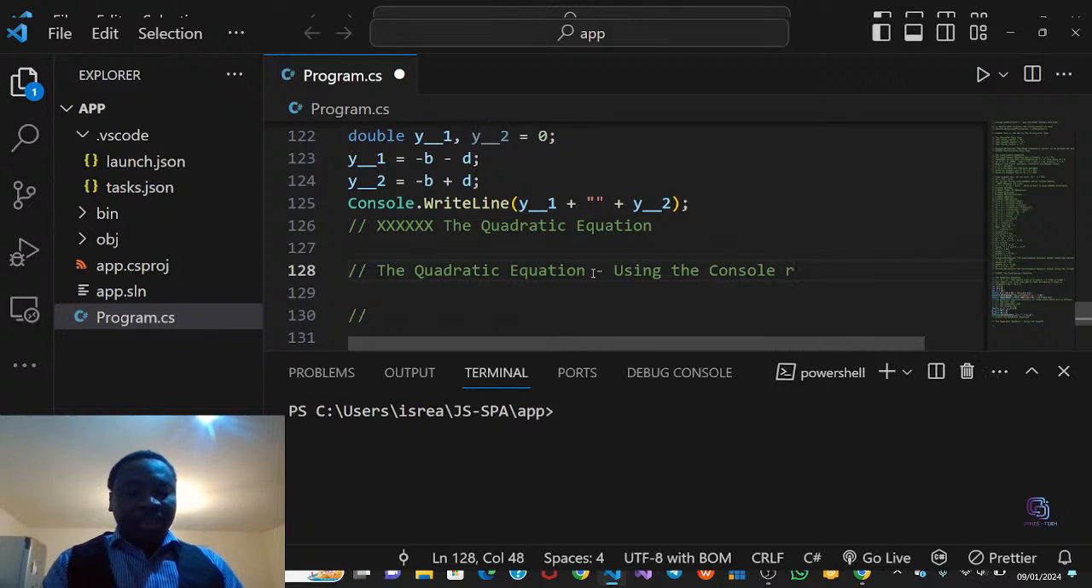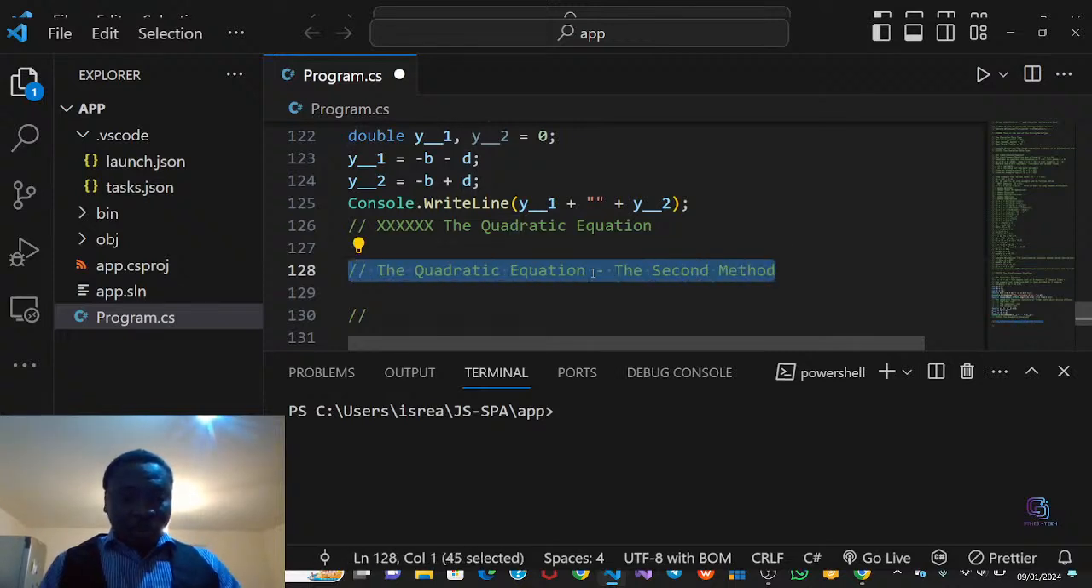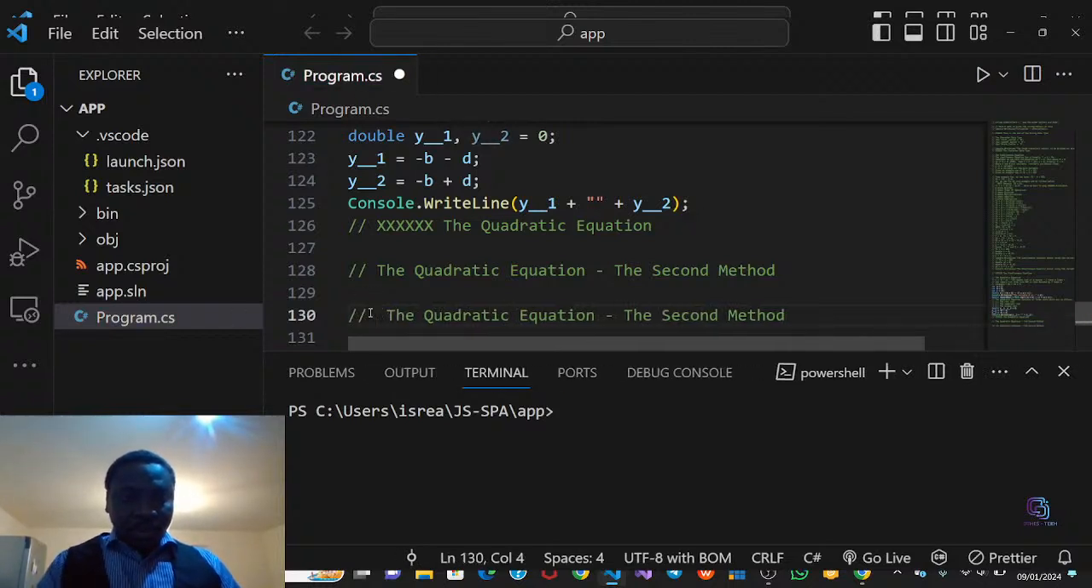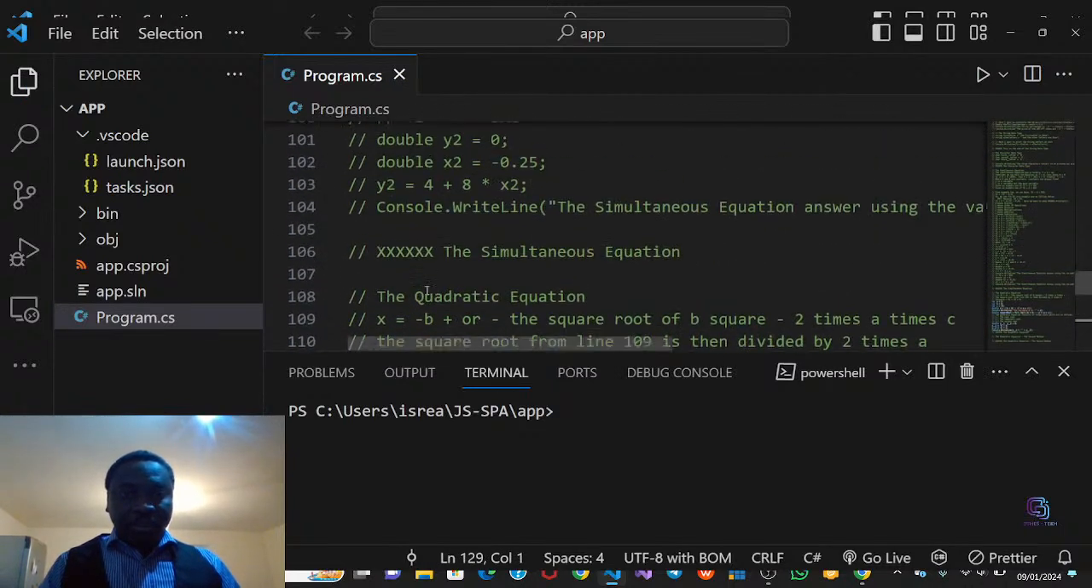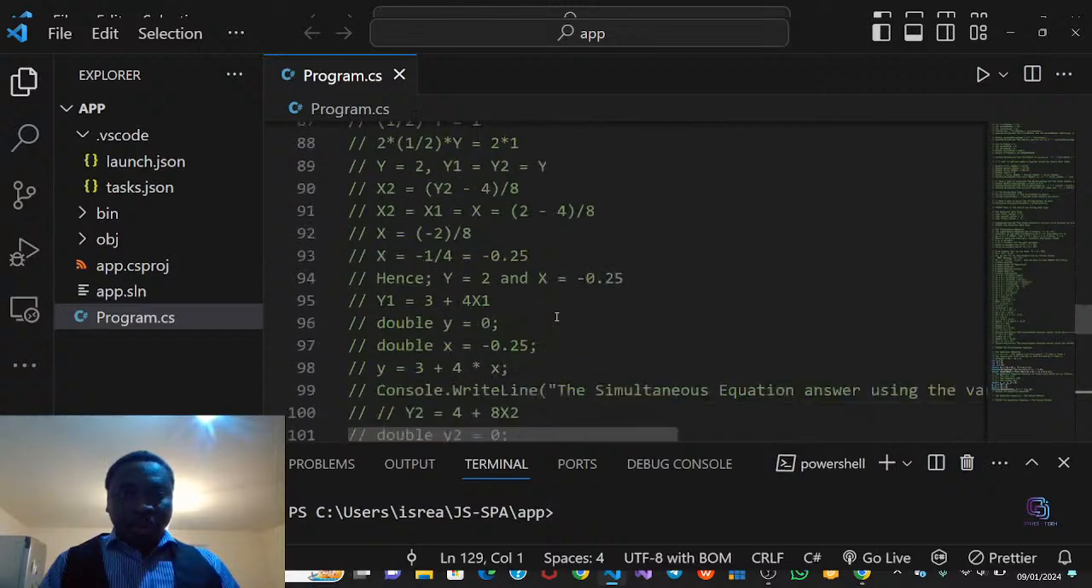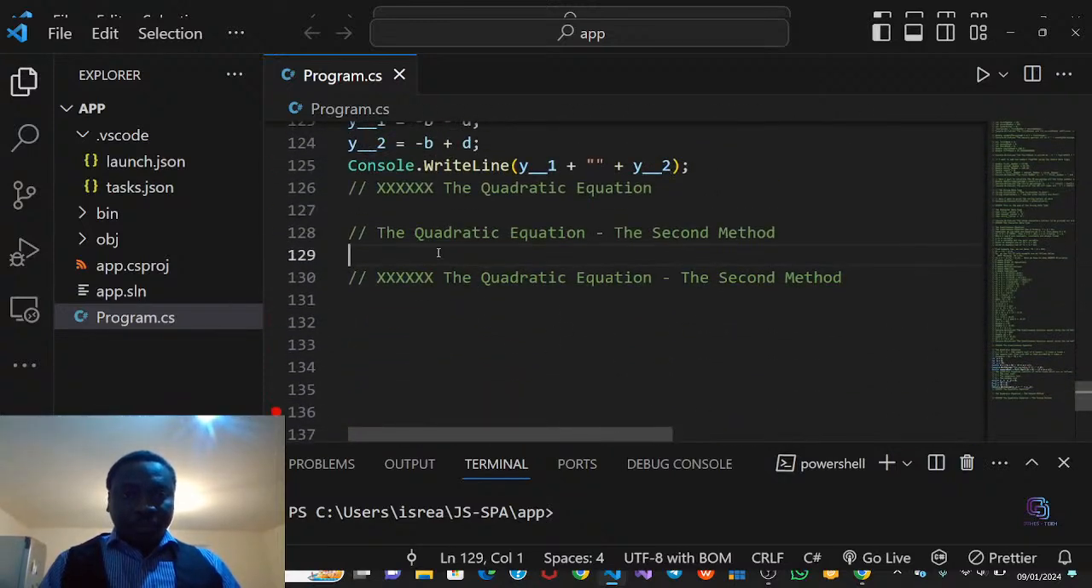The console read method, or I can just call it the second method. So with this, we're now going to calculate it and solve it. So that's the quadratic equation. Please feel free to ask me any question and let me know if you have any challenges.